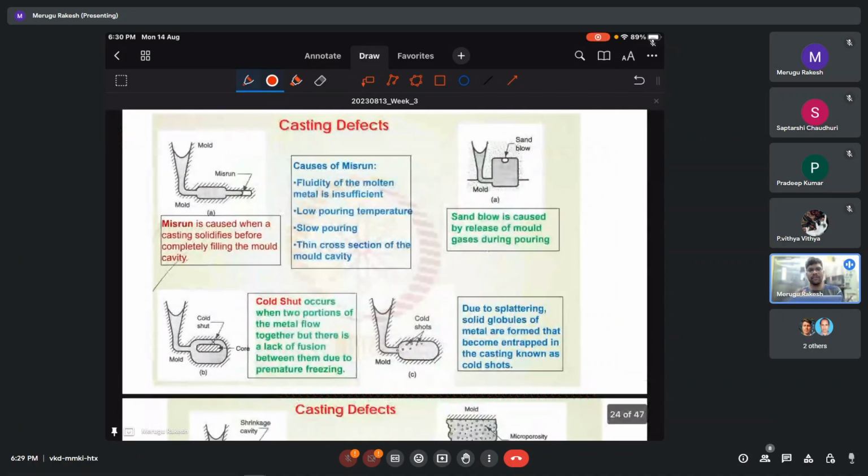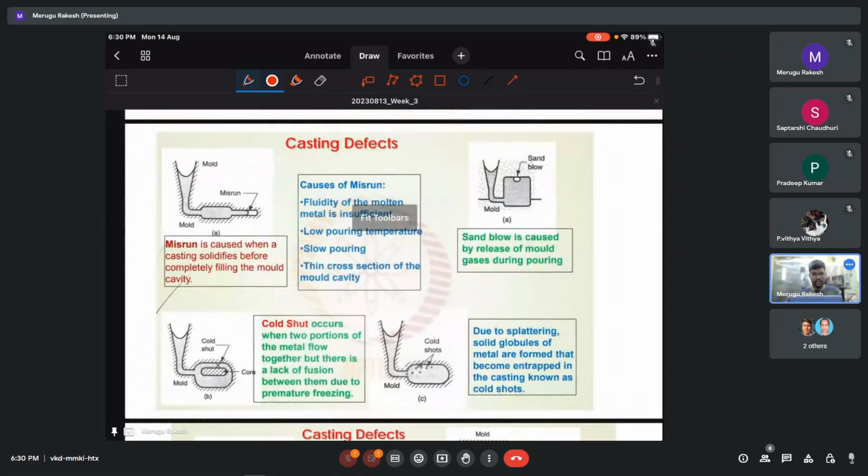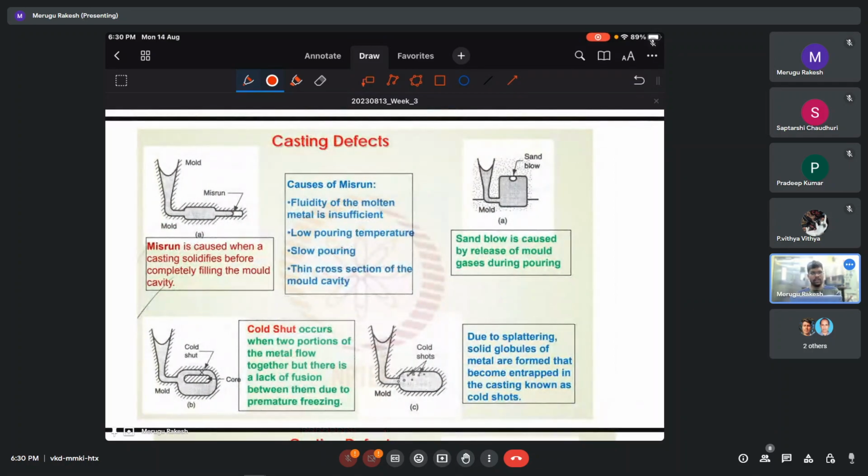So let us see one of the important topics in casting, that is casting defects. On the left side top, you can see the misrun defect, in which the mold is not completely filled, because the metal solidified prematurely. So it did not fill the mold cavity. The reasons can be low fluidity of the metal, low pouring temperatures, low pouring rate, and thin cross sections. With thin cross sections, there is a chance it solidifies prematurely. These are the different reasons for the misrun.